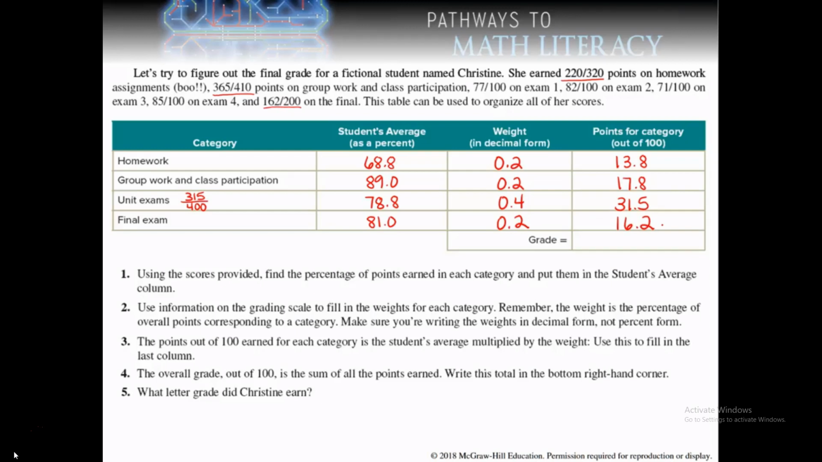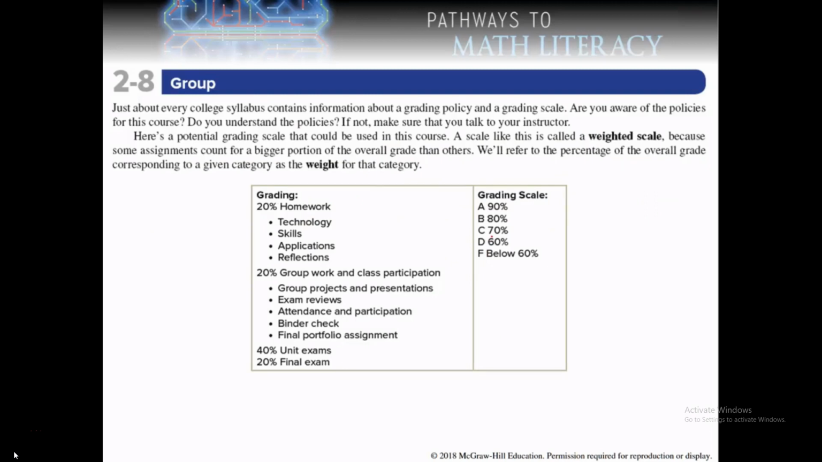And so adding those in that last column together, we get 79.3. And so that is this student's grade. In 5, it asks what letter grade this was. Usually with most grading scales, a 79 would be a C, and that is the case here. So she got a C.